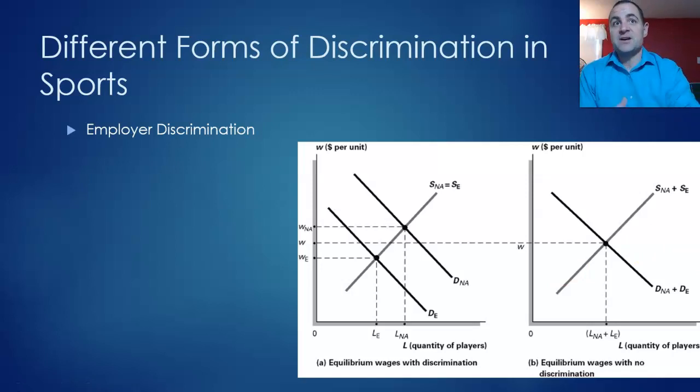So if NHL owners have a taste for discrimination and prefer hiring North American players to hiring Europeans, then the demand for North American players, DNA, is greater than for Europeans. So you can see the case here. Again, this is assuming that the players are the same, and the only difference in the demand comes down to this discrimination. So when there's employer discrimination, you have more players from North America and a higher wage being paid to them than European players. Again, this is employer discrimination.